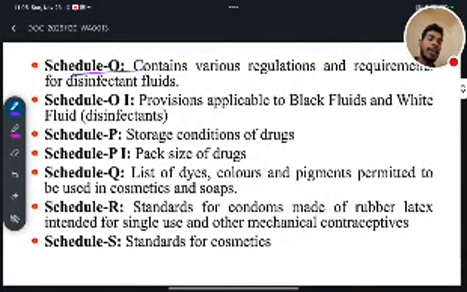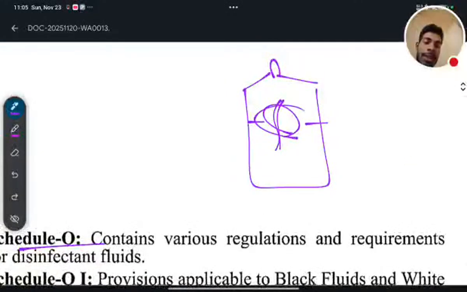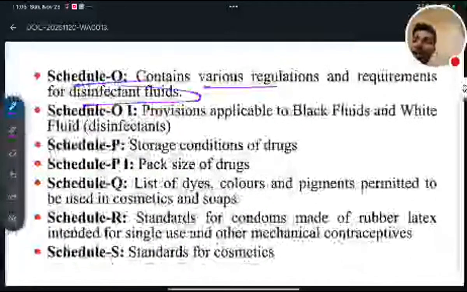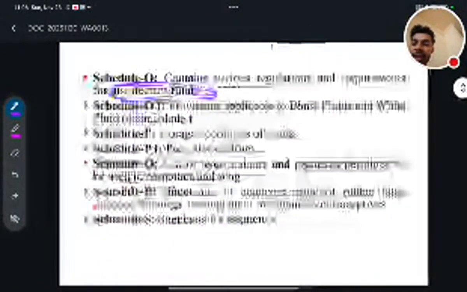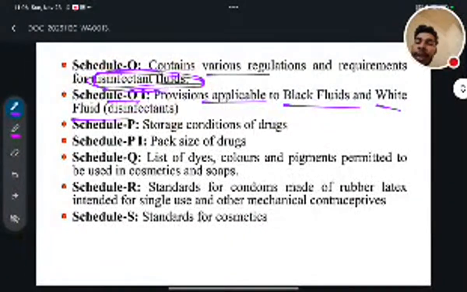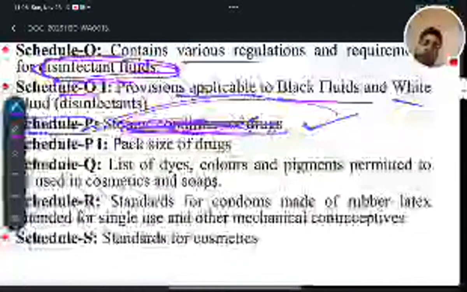Schedule O, mainly for disinfectants. Why? Because on a bottle of Dettol you will see a symbol like this, an O which is cut like this. So this is the symbol you have to remember. O is the indication of Schedule O, and it mainly contains the various requirements of disinfectant fluid. That term is important, disinfectant fluid. Schedule O1, provisions applicable to black fluid, white fluid and disinfectants. Schedule P, sorry, it is written wrong, not storage conditions of drugs. Schedule P is for life period.